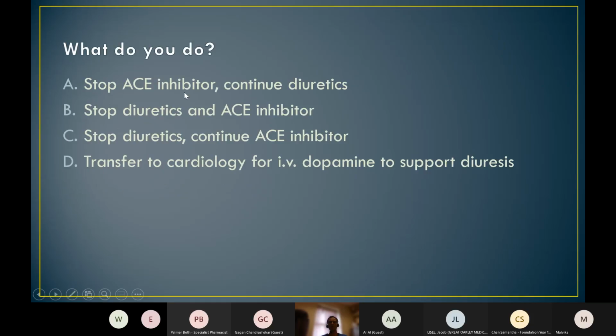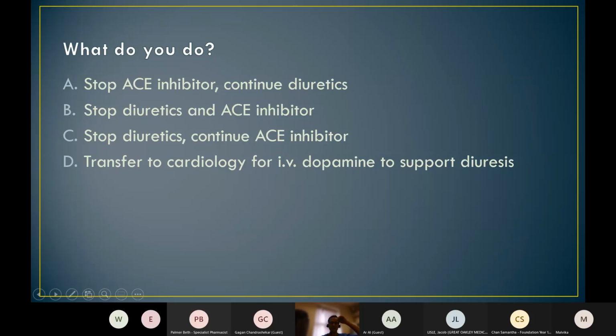Do you want to stop the ACE inhibitor and continue diuretics? Or do you want to stop the diuretics and continue the ACE inhibitor? Imagine this lady has severe left ventricular systolic impairment. Or do you want to stop both? Sorry, B is stop both. C is just stop the diuretics, continue the ACE inhibitor. Or do you want to transfer to cardiology so we can give some IV dopamine and then carry on the ACE inhibitor and carry on the diuretics?